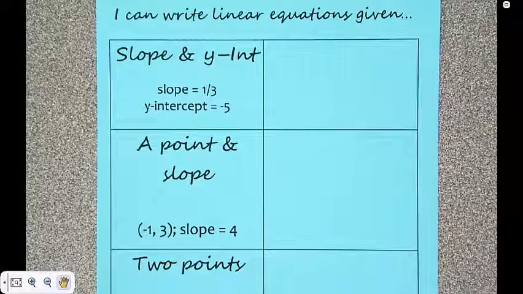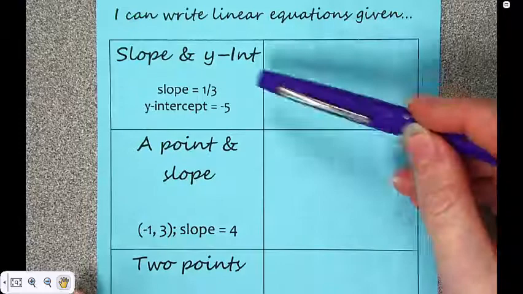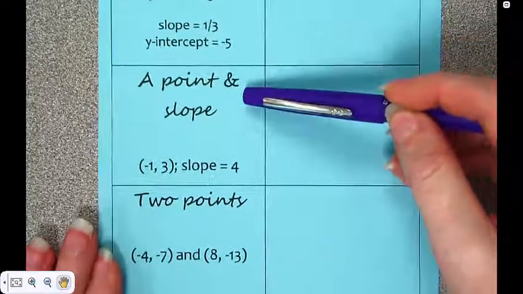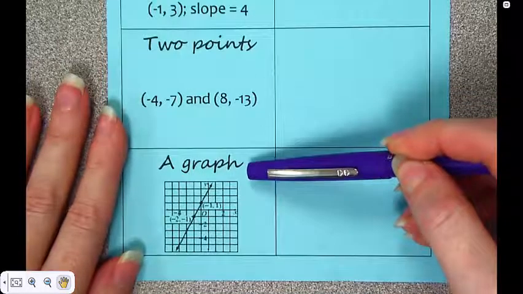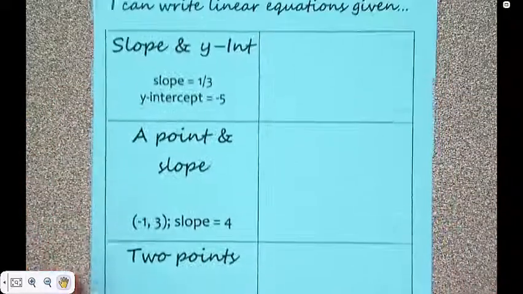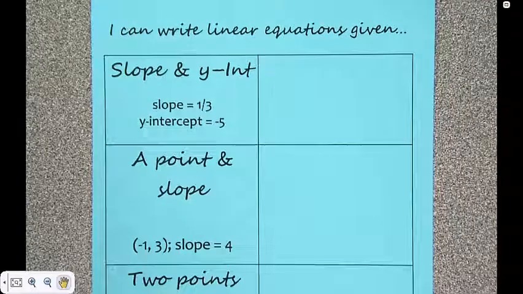Mustangs, tonight we're going over the notes for writing equations of lines. You can write linear equations given 4 different things: the slope and the y-intercept, a point and a slope, 2 points, and then finally a graph. We're going to work through an example of each one. Let's start with slope and y-intercept.